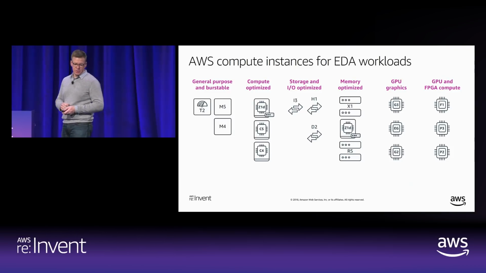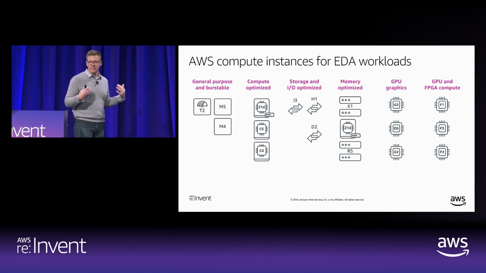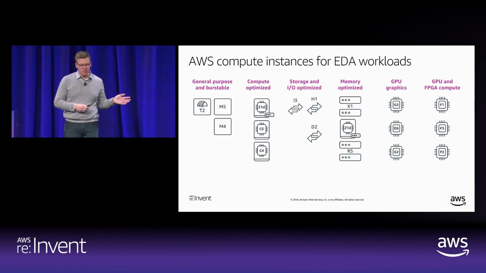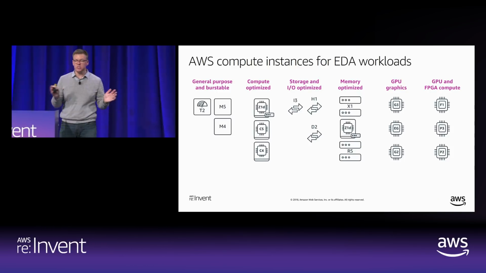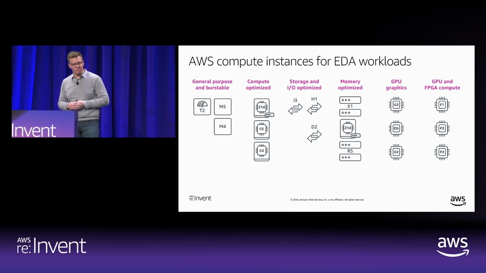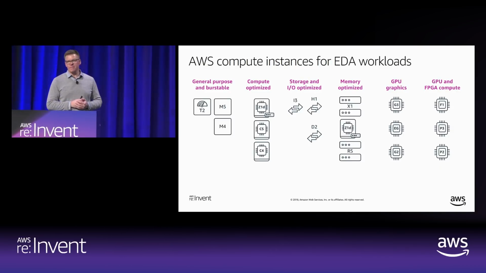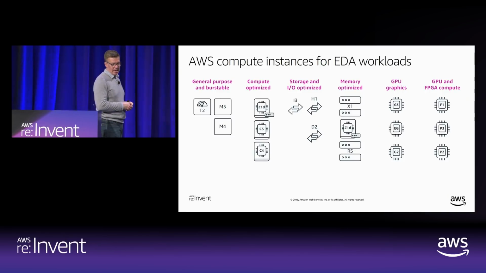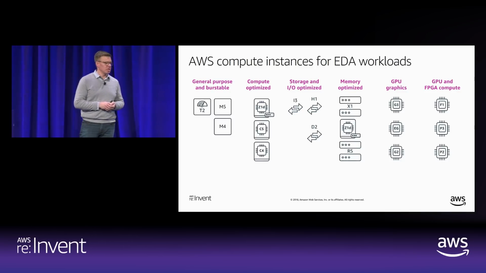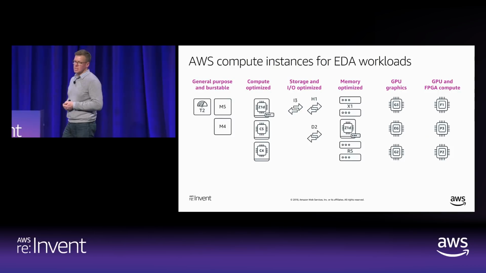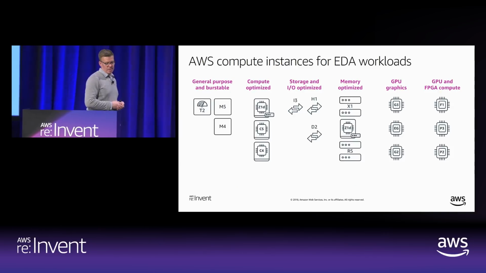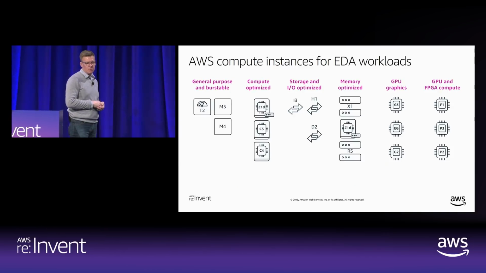Okay, so let's break down the compute families and how they relate to EDA. First, on the far left, we've got the general purpose. I'm sure you are all familiar with these, but I'll just touch on them really quick. We've got the compute optimized with the C5, C4, Z1D. And then we've got the storage and I/O. The I3 is the key one there that we use. And then the memory optimized. This is your GLS, your big memory machines, SoC type simulations. And then you've got the GPU graphics and the GPU and FPGA compute.